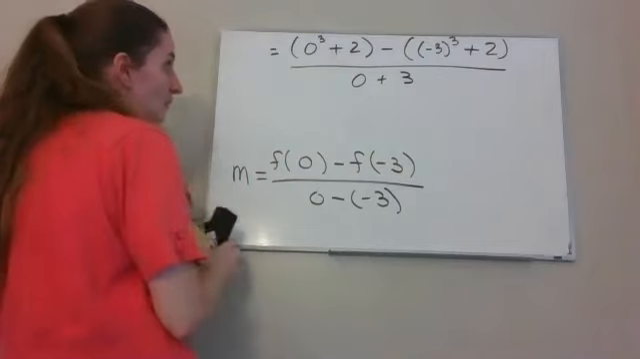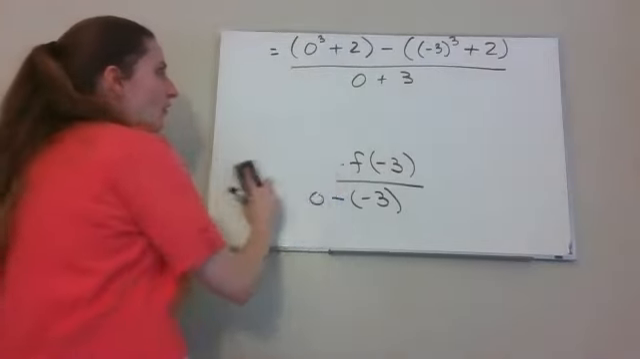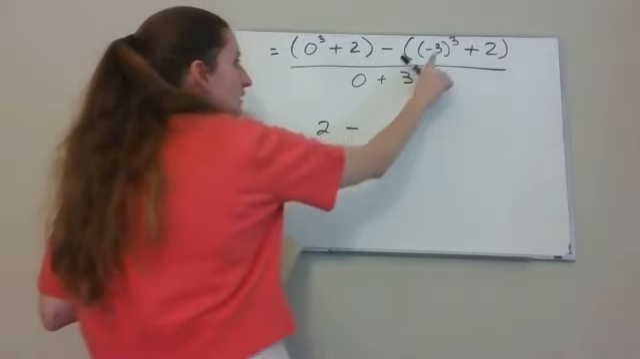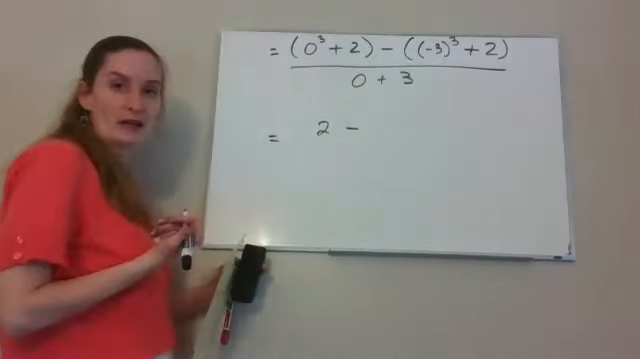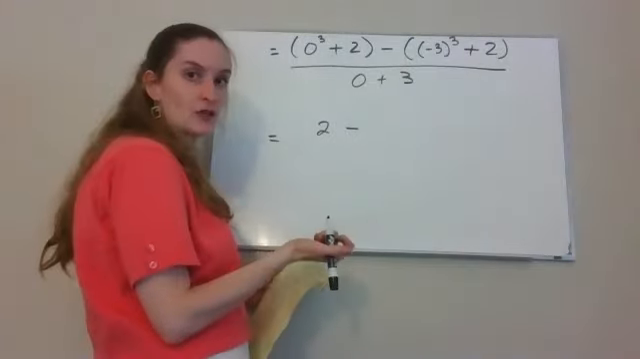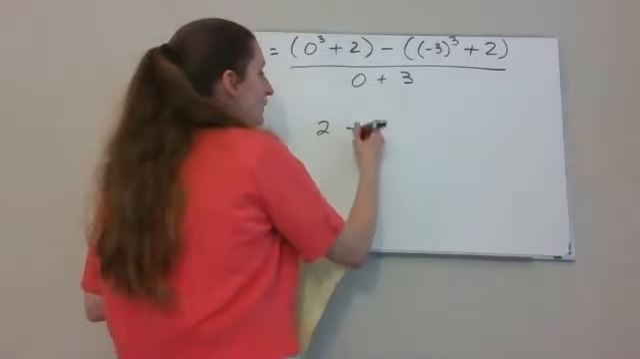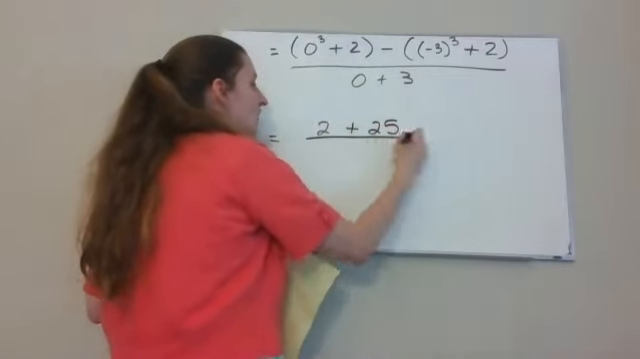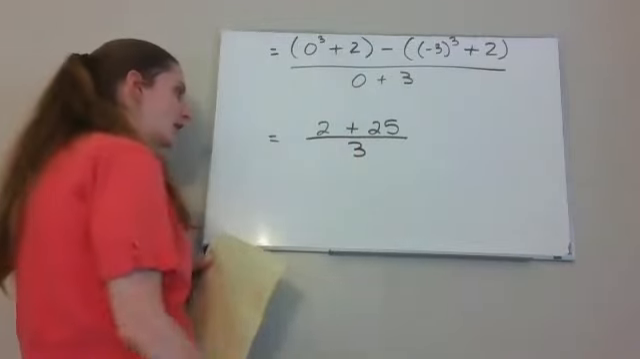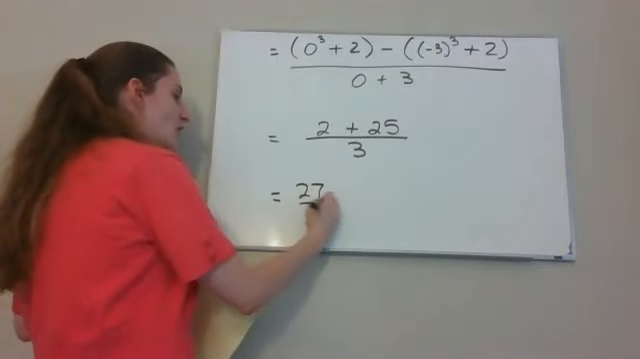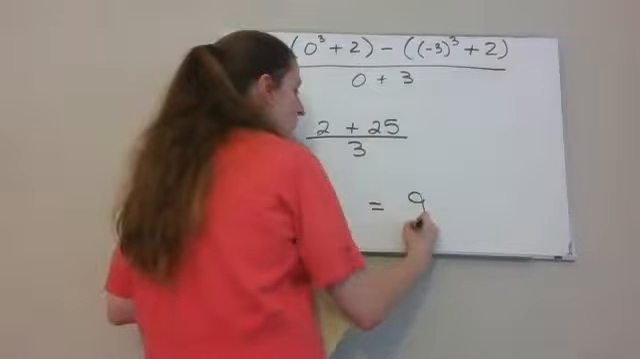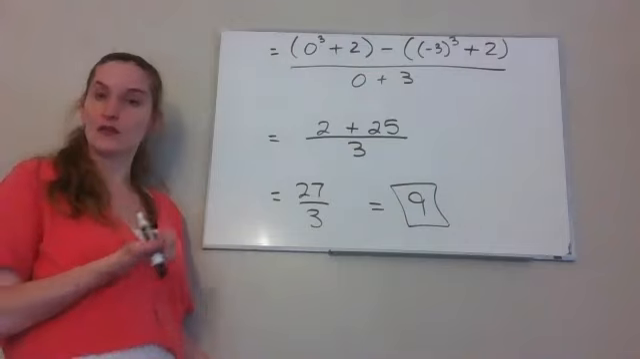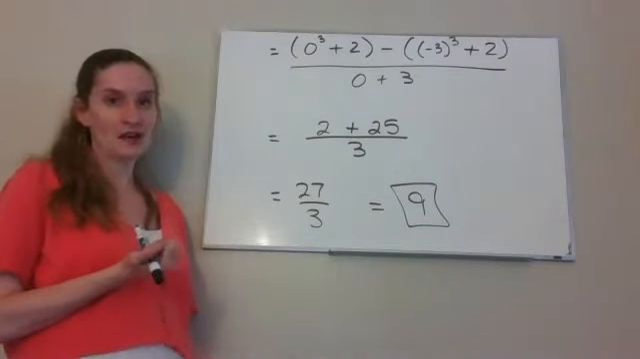Now we just have to simplify. 0 to the third plus 2 is 2. -3 to the third is -27. Plus 2 is -25. But I'm subtracting it, so minus a -25, that's plus 25. Over 0 plus 3 is 3. So I get 27 over 3, which is equal to 9. So the average rate of change of that particular function from those two x values is 9.